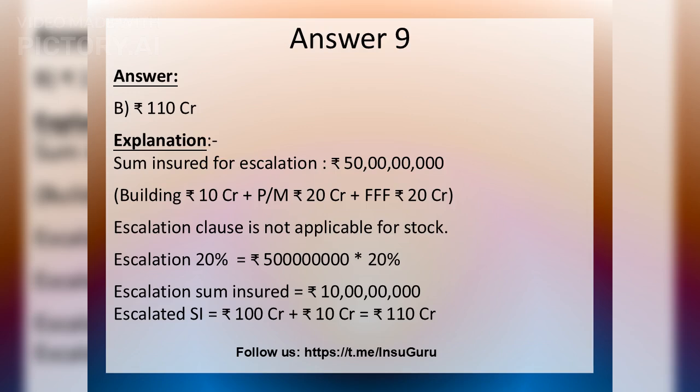Sum insured for escalation: building rupee 10C plus PM rupee 20C plus triple times F rupee 20C, equals 500 million rupees. Escalation clause is not applicable for stock. Escalation 20% equals 500 million rupees times 20%. Escalation sum insured equals Rs 10,00,000. Escalated SI equals rupee 100C plus rupee 10C equals rupee 110C.